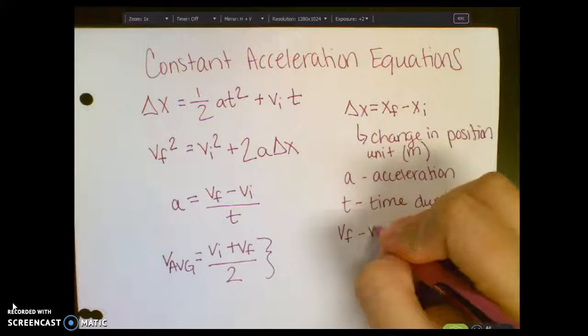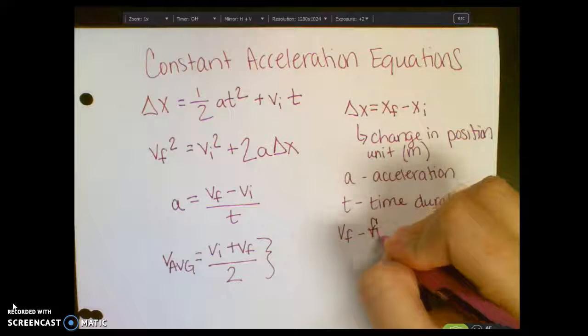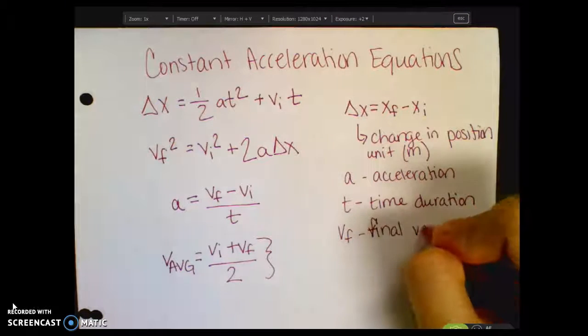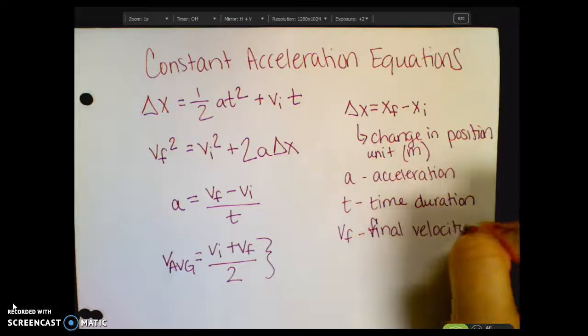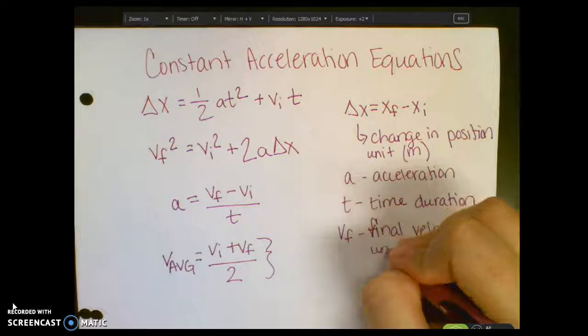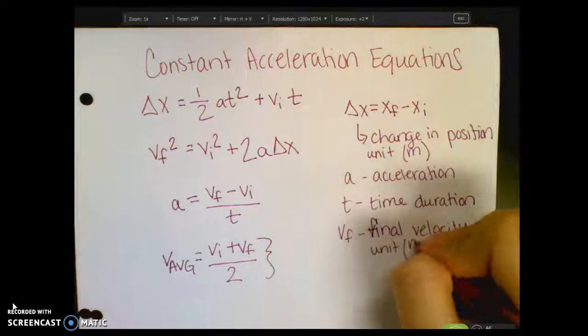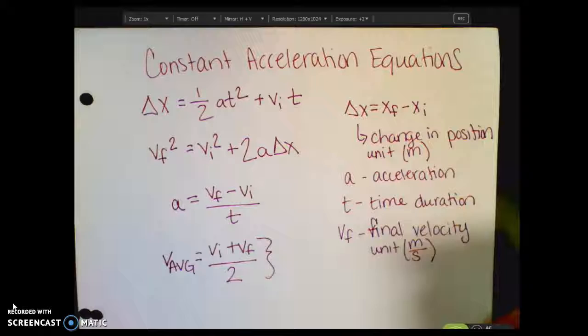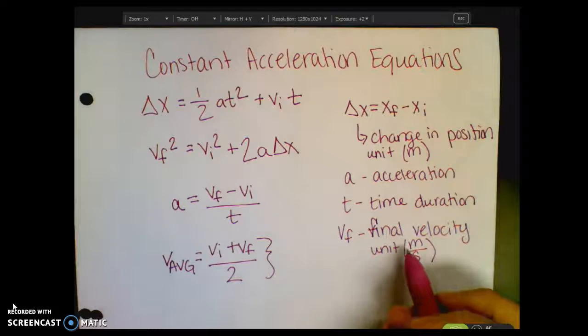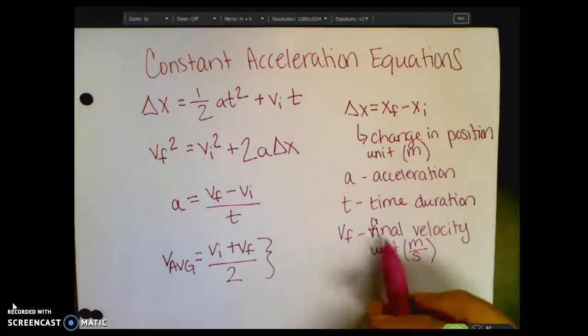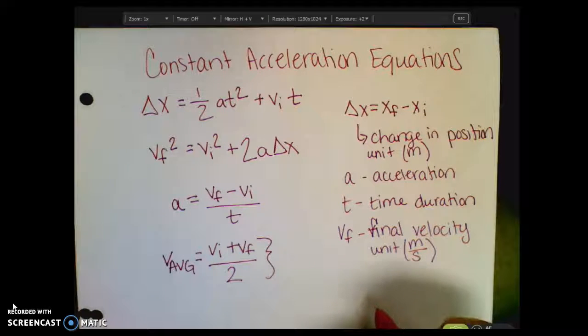vf is the final velocity. The units are meters per second. Remember, velocity is displacement over time. Also be careful, the sign of the velocity matters. It's either going to be positive or negative. If we're moving to the left, or if your object is moving down, then you'll have a negative velocity.